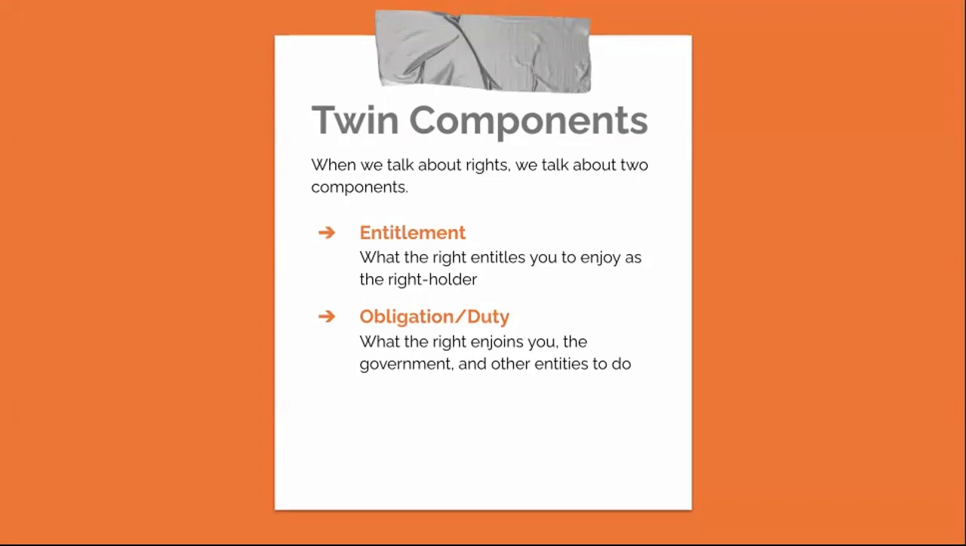The second component is duty. Having rights comes with certain duties and obligations, both for you as the holder of the right and for the government. So, for example, as the right holder, you have the duty never to abuse your rights to harm others or the general public. But at the same time, the government, as the primary duty bearer, has the duty not to unfairly or unreasonably limit your ability to exercise your rights. The government also has the duty to make sure that you can actually exercise your rights.